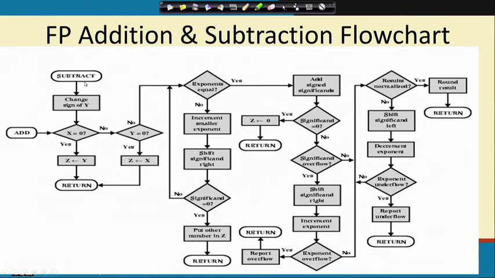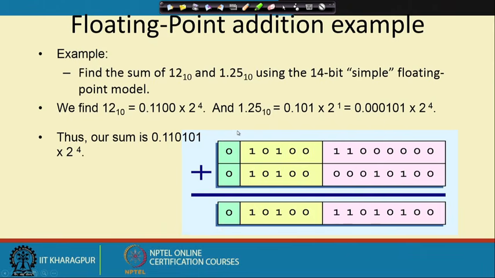Similarly, for the subtraction part, we just change the sign of y, and then the rest of the thing is the same as we do for the addition part. So, this is simply pen and paper type of addition and subtraction. That is followed here also.